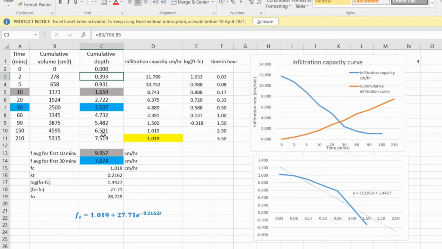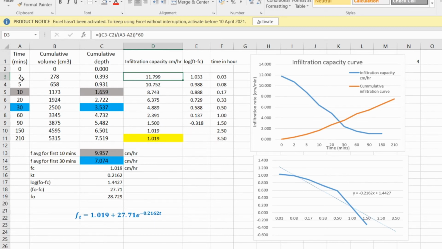So once I calculate the cumulative depth of infiltration, the next thing I can do is to calculate the infiltration capacity. Now here I calculated the infiltration capacity in terms of centimeter per hour. As you know, this value is given in terms of minutes, so I have to calculate infiltration capacity in terms of hours. Now let us look into what the infiltration capacity is at all these times.